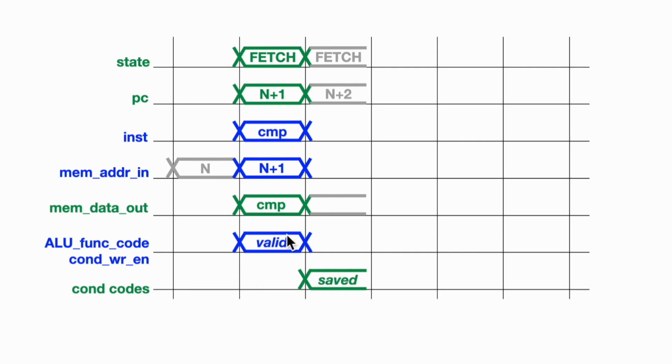And so during this cycle, we will be raising the condition write enable line, and we will supply the function code for subtract to the ALU. And so on the rising edge of the next cycle, we'll be storing the condition codes into the condition code registers. Now let's take a look at how that looks in the code.